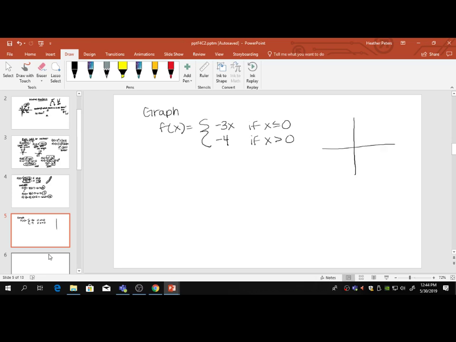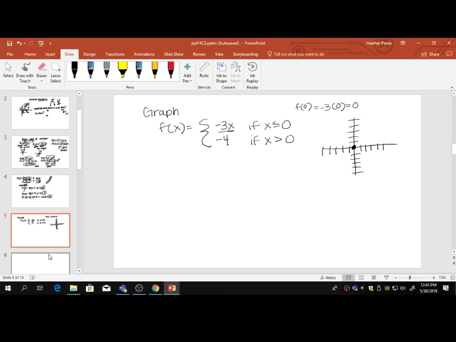So on your graph, you are going to pick some values. So when x is less than or equal to 0, I would pick some values that are less than or equal to 0. So since it's equal to 0, I would put f of 0 as one of them. So if I plug in 0 to that function, I get negative 3 times 0, which is 0. So at 0, it's 0.